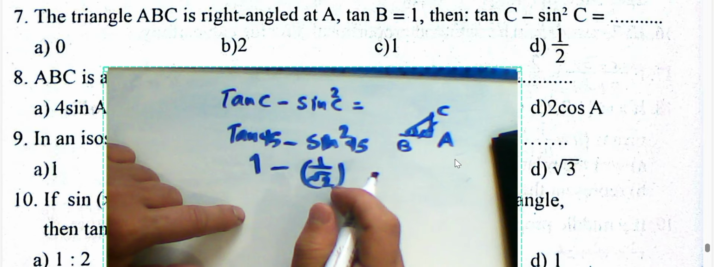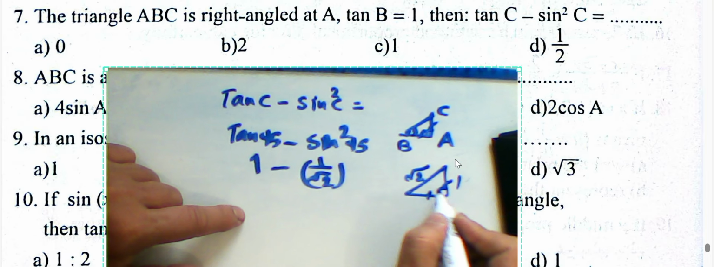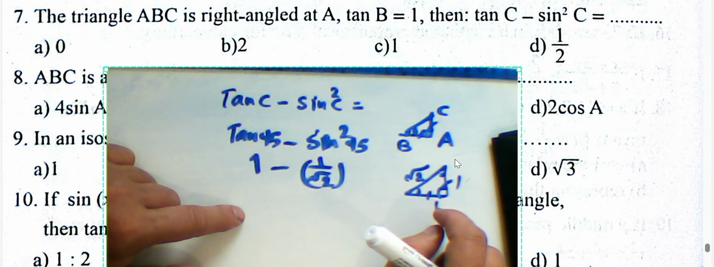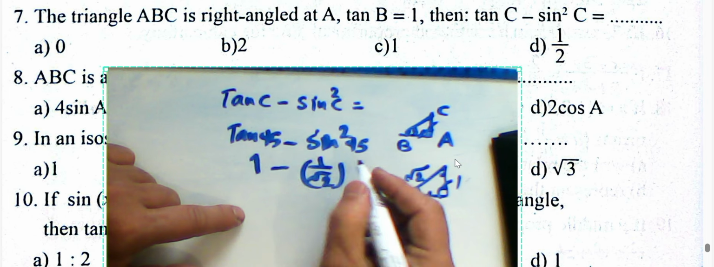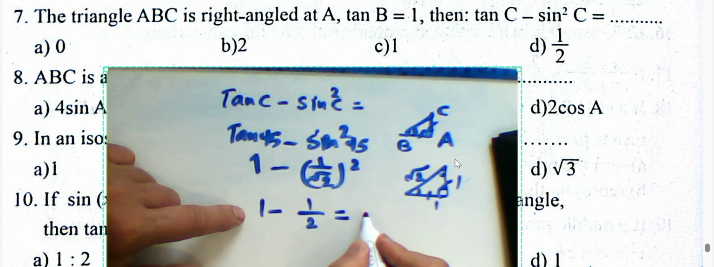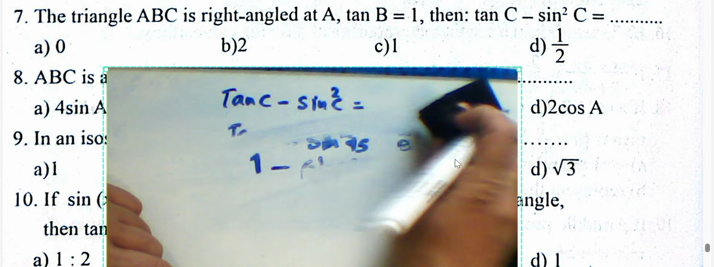Sine 45 equals 1 over root 2 from this right-angled triangle, with sides 1 and 1 and root 2, and the isosceles, we have 45 and this 45. Sine 45 will be 1 over root 2, all to the power 2. The result will be 1 subtracted by 1 over 2. 1 subtracted by half equals half, and the answer here will be half.